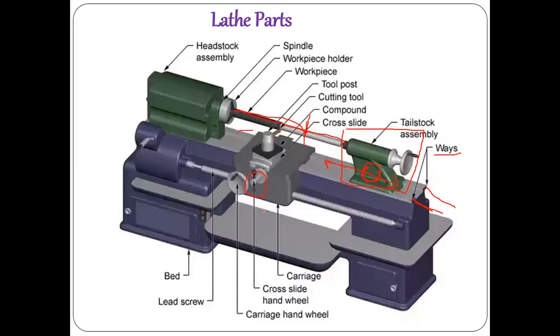This entire portion, consisting of the tool post, cutting tool, cross slide and compound rest, is called the carriage. And this is the cross slide. Already I told you that by moving it, you move forward and backward. Similarly, this carriage can also move.